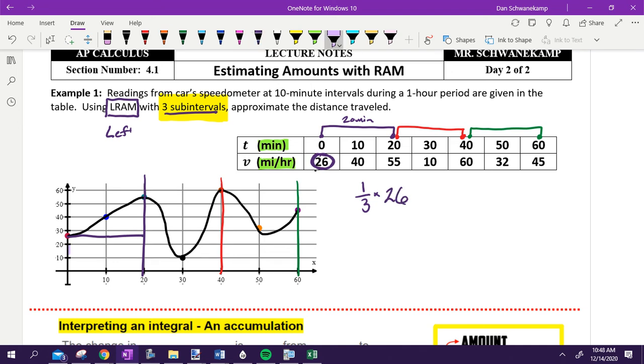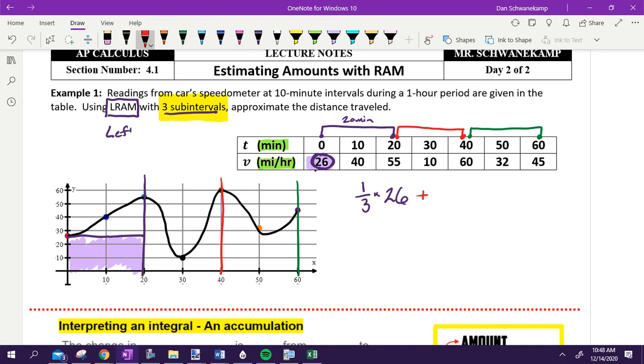It is this part on the graph. That's what we're doing. Boom, boom. It's 1/3 of an hour, and I use the left number right there. It's 26. There's my first one. I'm going to add to that. You have to put a plus sign. If you don't, you're going to make a mistake.